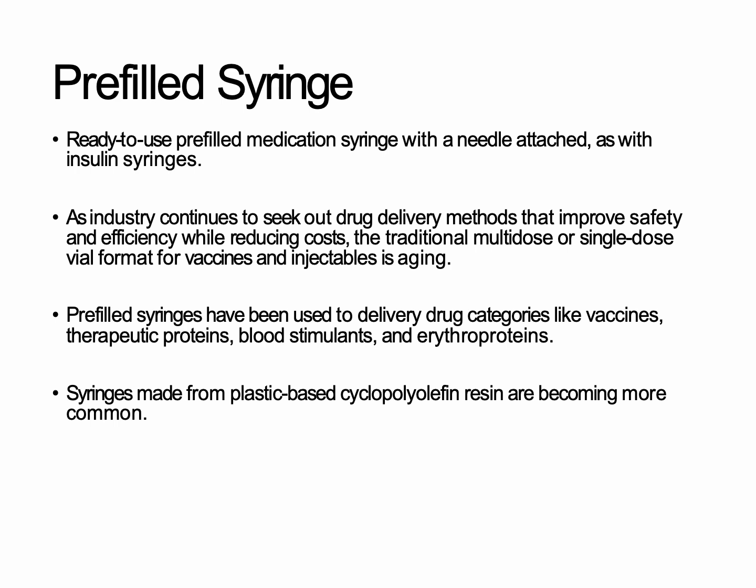Now, pre-filled syringes are widely used for delivering various drug categories, including vaccines, therapeutic proteins, blood stimulants, and erythropoietins. Additionally, there is a growing trend toward using plastic-based cyclic olefin polymer resin in syringe manufacturing. This material offers advantages such as improved strength, reduced risk of breakage, and enhanced compatibility with sensitive biologics.